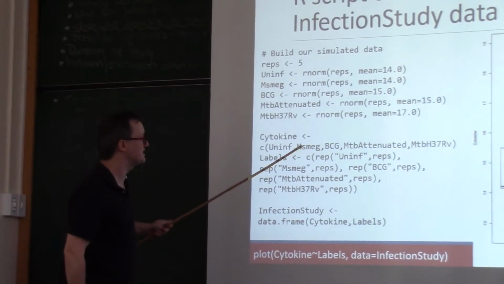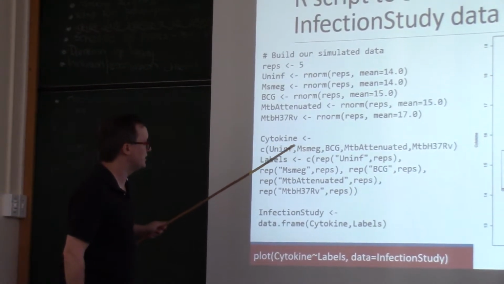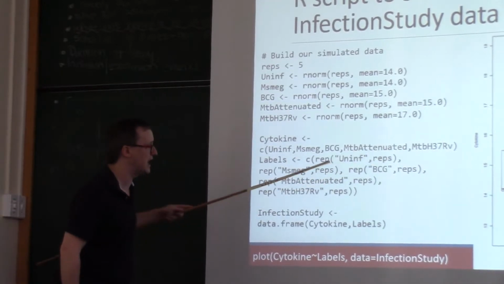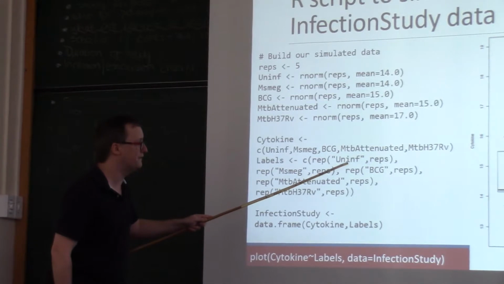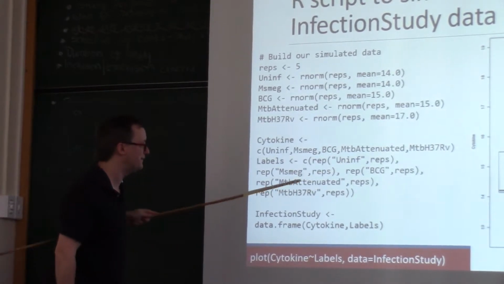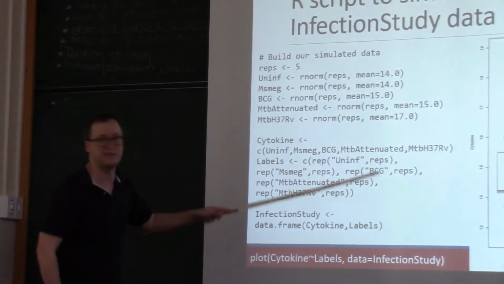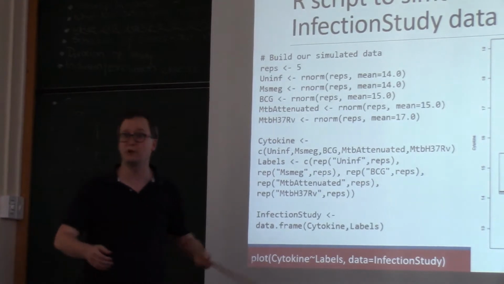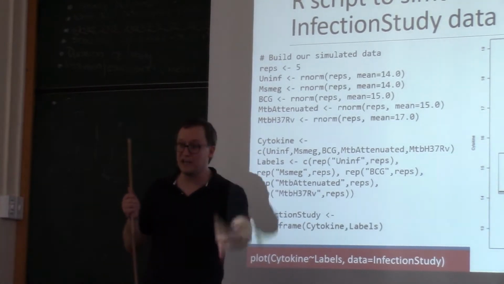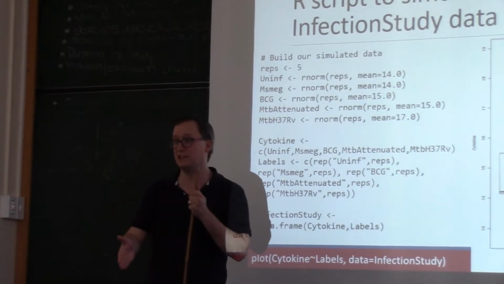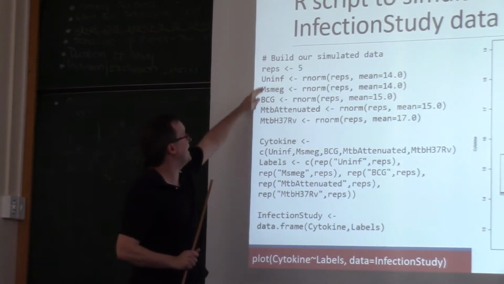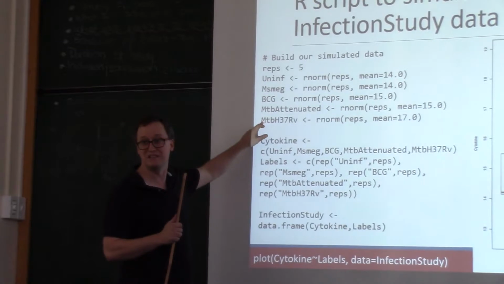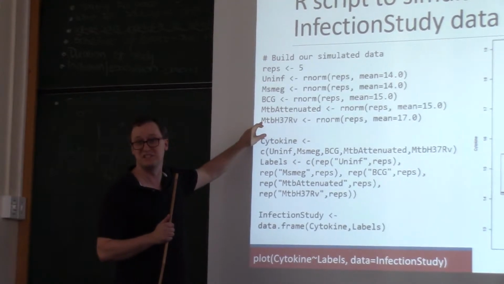Now, we're going to stitch that together. We're calling this whole thing cytokine, where we have these measurements as our cytokine levels, and then we're going to have labels that are 5 copies of uninfected, 5 copies of M-smeg, and so on. So I create 2 vectors, the cytokine readings and then the labels that apply to them. So everyone sees in their minds that we have 5 different replicates of 5 cohorts. Everyone sees that?